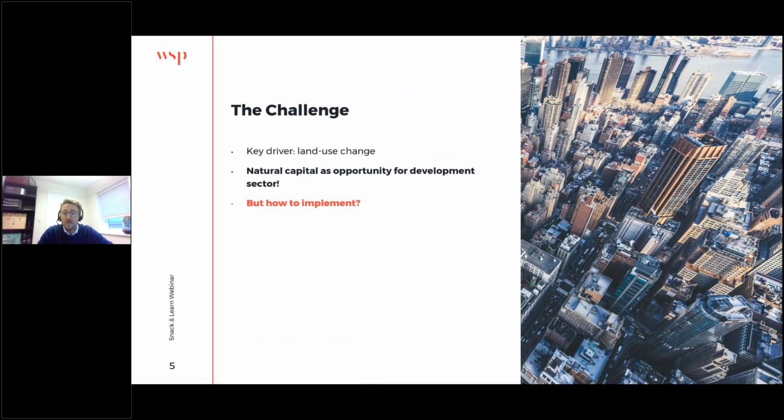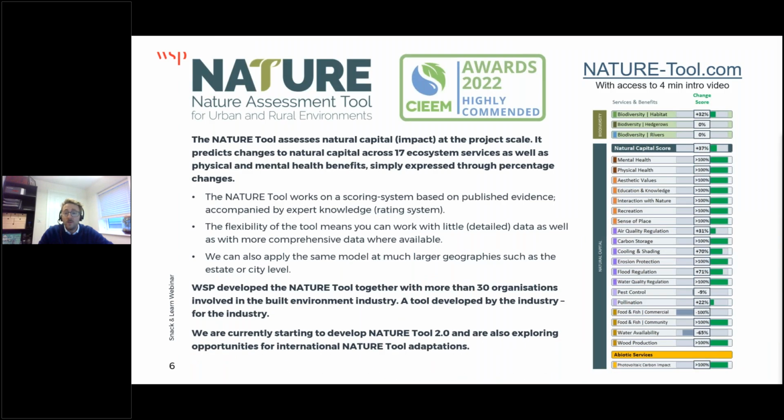Development and land use changes are key drivers for long-term natural capital decline. We can see, however, policy shifts from mitigating negative impacts on the natural environment to aiming for environmental enhancements through smart planning and design. And this represents a significant opportunity for the wider built environment sector, by moving away from being part of the problem to becoming part of the solution by delivering net gains for the environment. The question is how, though. How do we actually implement that? And that's where the Nature Tool comes in.